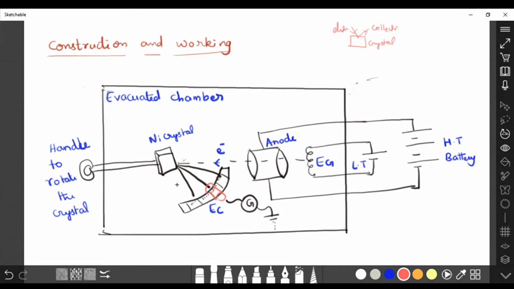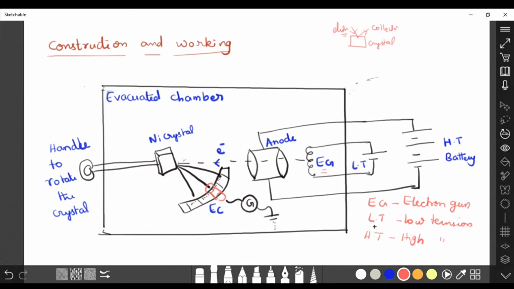To produce the electrons, we are using this electron gun, EG. EG is nothing but the electron gun which produces the electrons, and it is connected to the LT. LT is nothing but the low tension battery. This electron gun is connected to the low tension battery, and the electrons move to this anode. This is the anode cylinder which is connected to the high tension battery. HT represents the high tension battery.